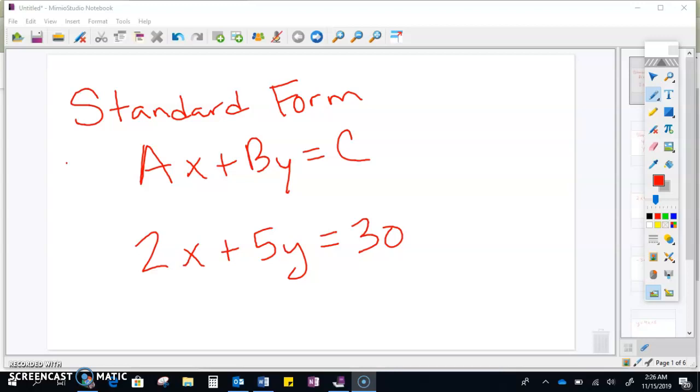Good afternoon, class. Today we're going to work on standard form equations and slope-intercept form equations.